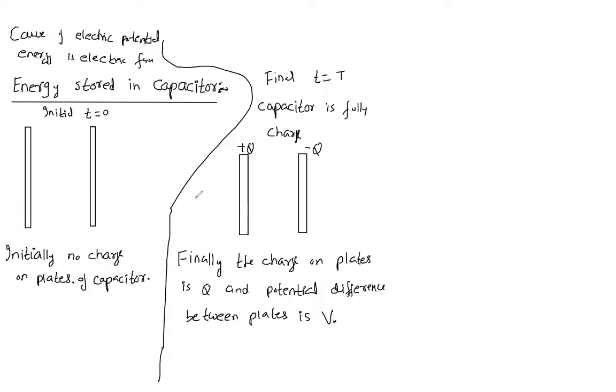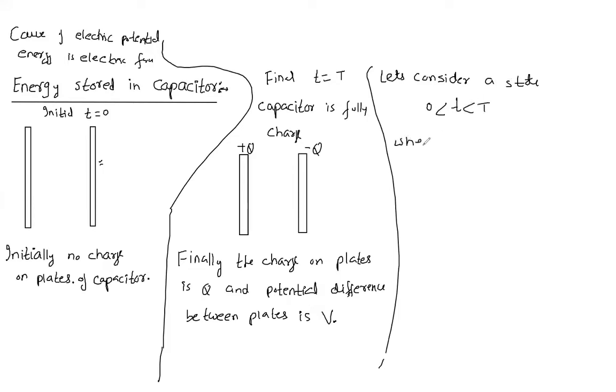So we have to calculate the work done in charging this capacitor from the initial state, when charge is 0, to the final state, when the charge on the plates is capital Q. To calculate this work done, we consider an intermediate state between 0 and capital T, when the charge on the capacitor is, let's say, Q prime, and the potential difference between plates is V prime.